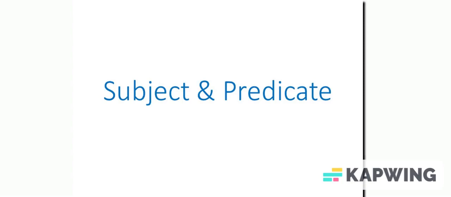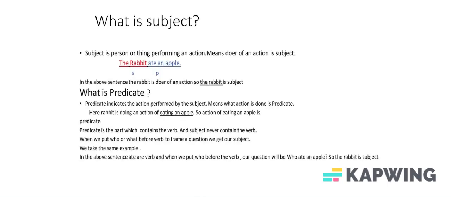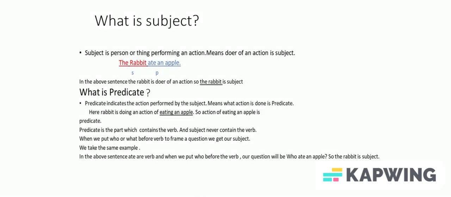I am Saraswati. Today we will learn subject and predicate. Every complete sentence has two parts, subject and predicate. For example, the rabbit eats an apple. So first of all, let us try to understand what we mean by subject and predicate.